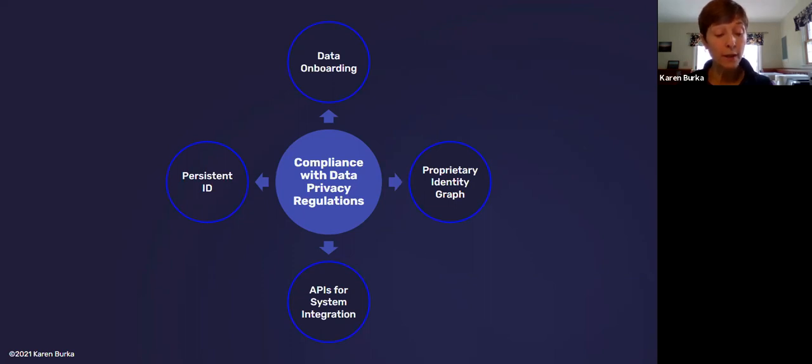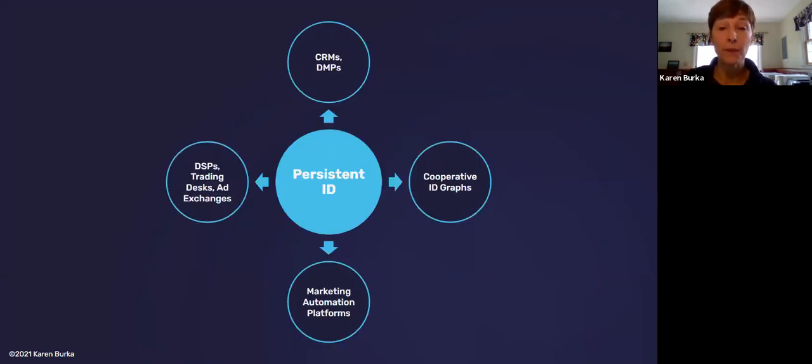Once you've created these rich IDs and customer profiles, the question is, how do you activate them? That's the fourth prong, which is your APIs for system integration. That's how you integrate the ID into your MarTech and AdTech ecosystem. We're going to talk about that now on this slide. Again, we're using these prongs where the persistent ID is in the middle, and this is how you connect to your marketing and advertising ecosystem. At a minimum, identity resolution supports and enables data activation by plugging into a variety of your internal MarTech stack.